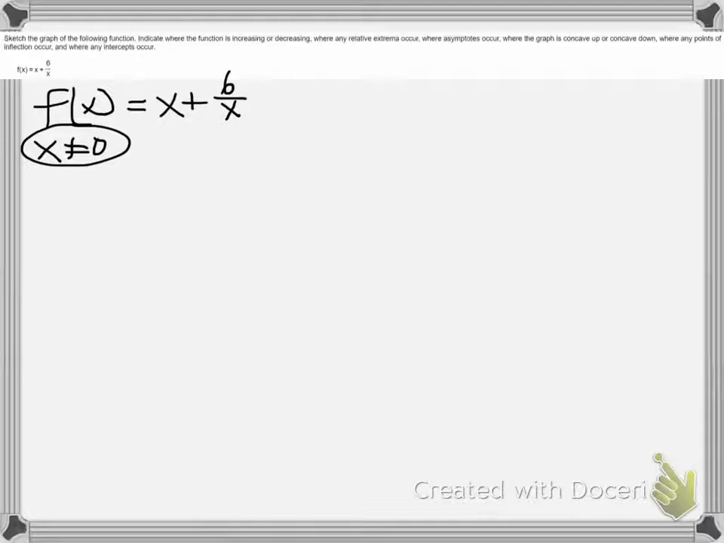Another thing I want to point out, because this might come in handy later on, is we could also rewrite this function if we think of x as being equivalent to x squared over x, right? That's the same thing as x. If I simplify x squared over x, I get x. So if I think of it as x squared over x plus 6 over x, I could rewrite this as x squared plus 6 over x. That's another equivalent version of the function, so just want to keep that in mind.